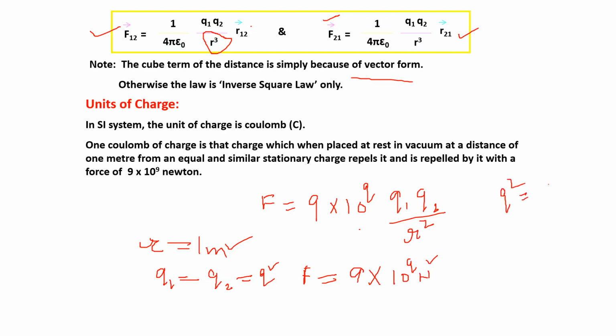So we can now define it as 1 coulomb of charge is that charge which, when placed at rest in vacuum at a distance of 1 meter from an equal and similar stationary charge, the charges should be stationary and equal in magnitude, then they will repel each other with a force of 9 into 10 raised to power 9 newton. If we take this much force, equal charges, distance 1 meter, then the charge will come out to be 1 coulomb.